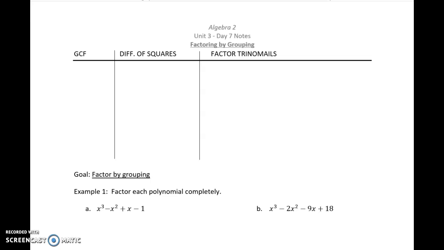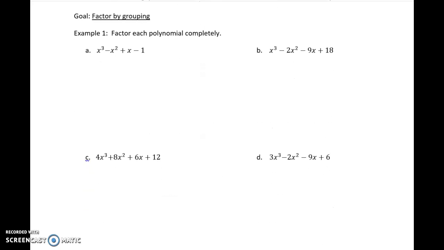Hello everyone. We are going to finish up our notes on factoring today, and we're actually going to end where we started. So this was your very first little yellow sheet when we first started factoring. We're going to look back at factoring by grouping again. And because we have been doing so much of this, I'm only going to do two examples today. I'm going to look at A right here, and I'm going to look at C.